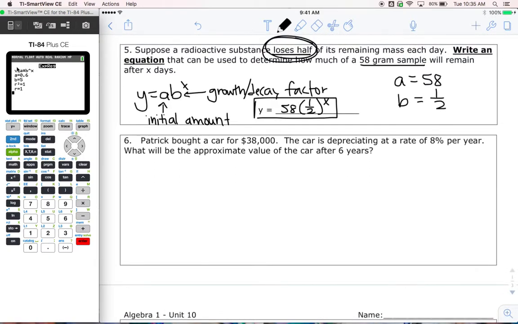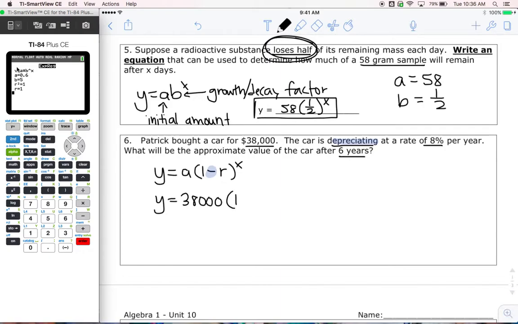Question 6. Patrick bought a car for $38,000. The car is depreciating at a rate of 8% per year. What will be the approximate value of the car after 6 years? So the formula we're going to use here is this one from the top here. We're going to use a times 1 minus r to the x. I used a minus because of the word depreciating. Now we can fill in the numbers. We're going to say y equals, a is my initial amount, so in this case that's going to be 38,000.